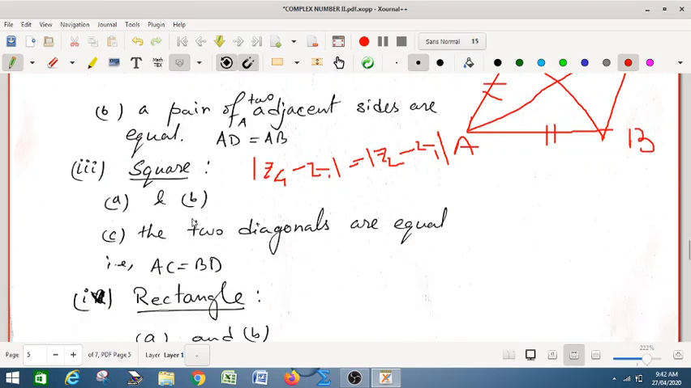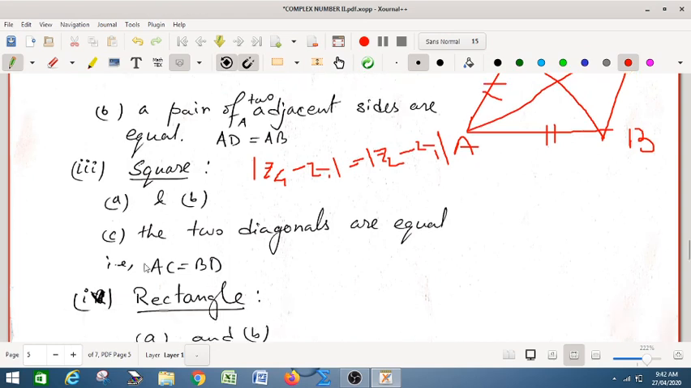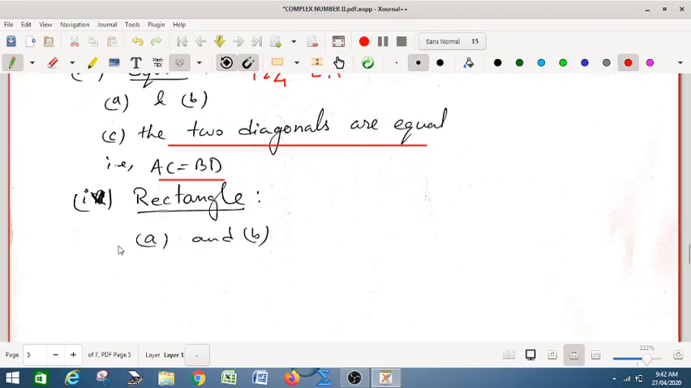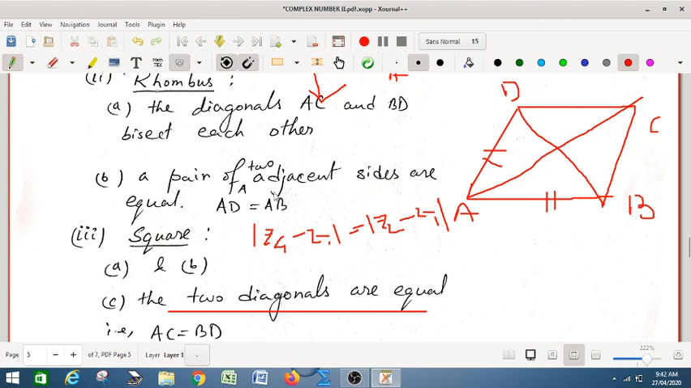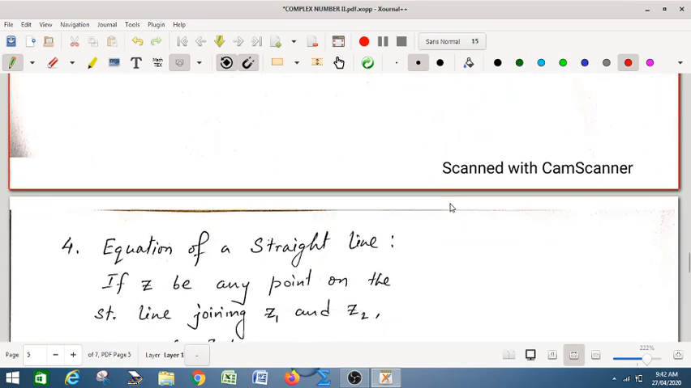Square you can easily find out, because the conditions for rhombus are valid for square, and there is an additional result, AC and BD are equal. For rectangle, it follows from the parallelogram and the equal diagonals, these two results are followed for rectangle. So if you draw the rectangle, this is your rectangle, you can easily explain from the previous one. So this is how you represent the plane geometry.